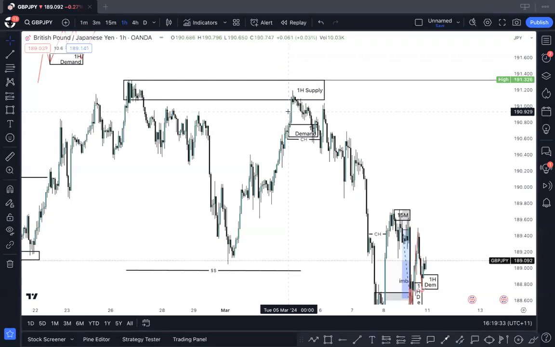But what I recommend for anyone is to just take those continuation trades, if I'm being honest. They're the easiest to take, just off the 15-minute. Does that make sense so far?